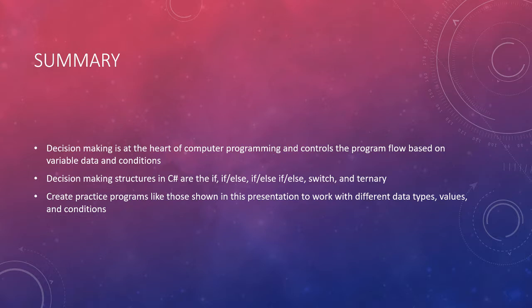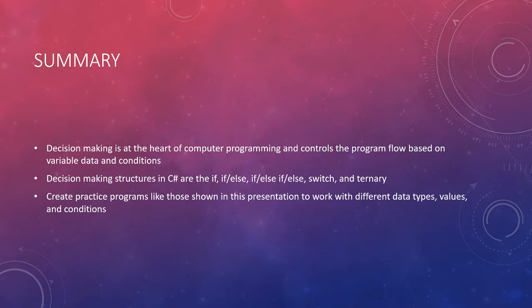So overall, decision making is at the heart of programming. We really need to know how to make these decisions. We use it to control the program flow based on our variable data and conditions. Decision making structures in C# are the if, else if, else, switch, and ternary.